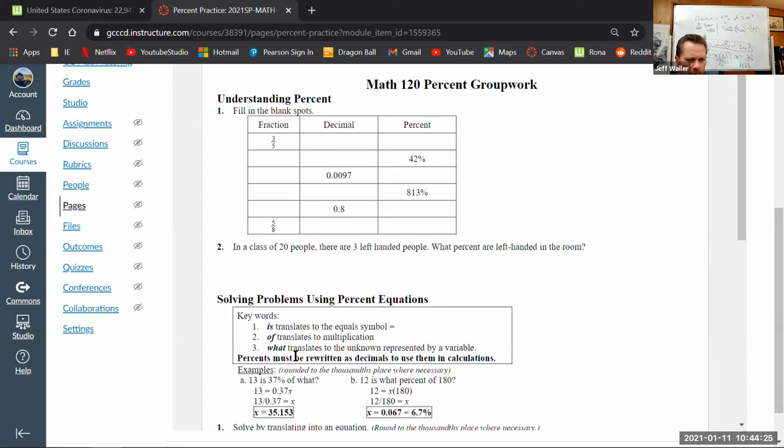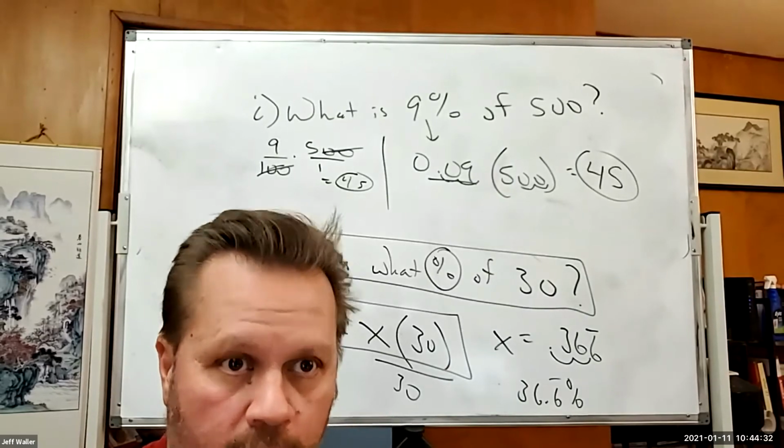So everybody should be working on this sheet. I'm going to stop sharing because I'm evil, and we'll see if anybody says anything. I'm going to stop recording.